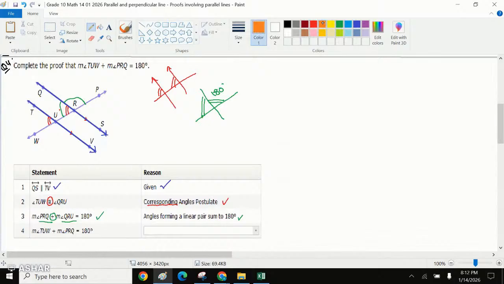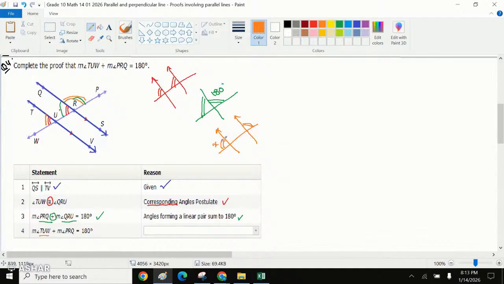And looking at the last option, that is TUW. TUW is this angle plus PRQ. Where is P, R, and Q? This was PRQ, right? We already have seen this, that if we have a pair of parallel lines, then this angle and this angle would sum up to 180.